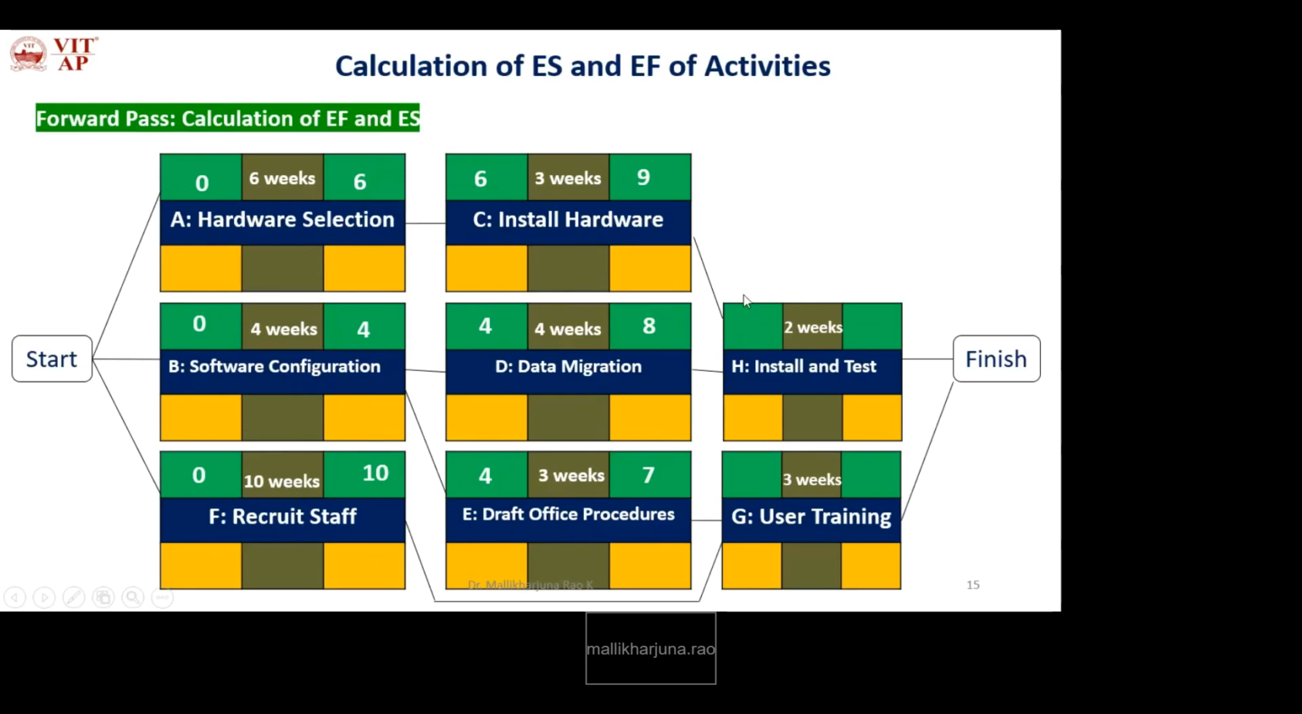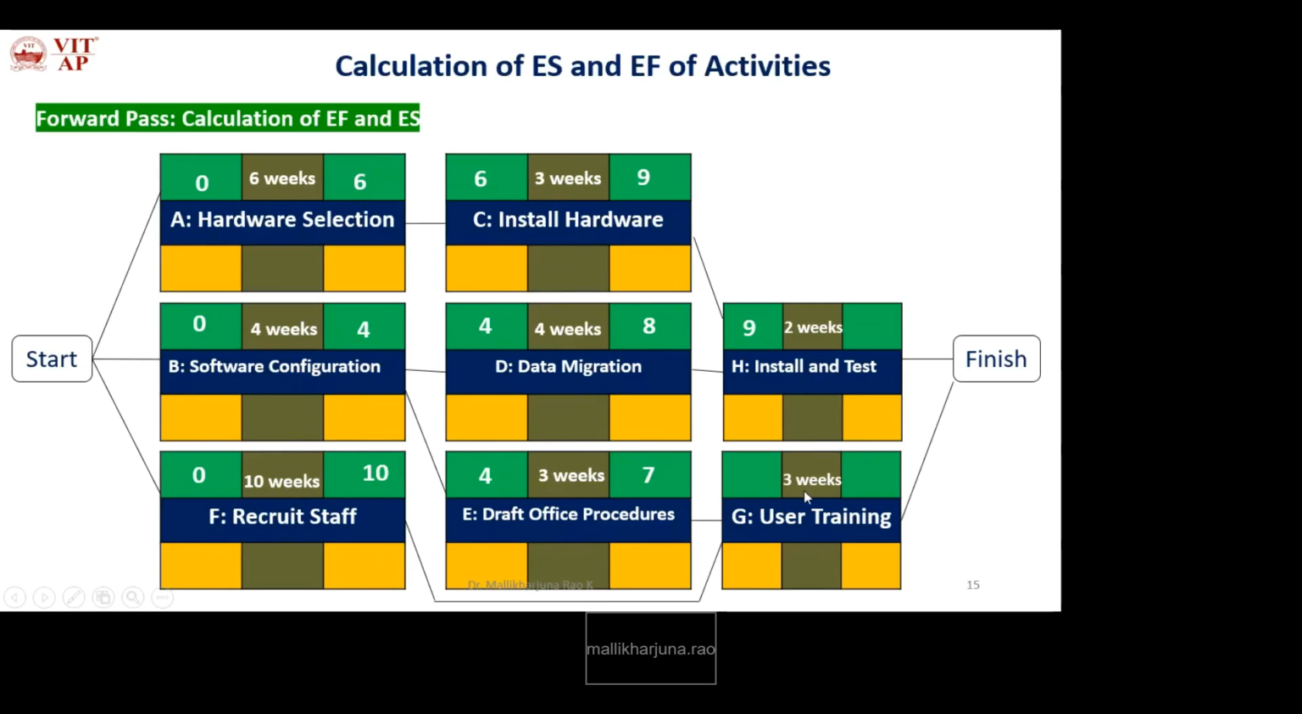So here, if you see, it is having two previous activities. One is C and the other one is D. So how will you take? The latest of the earliest finishes. What is the latest earliest finish? 9. Okay, and G is also having two previous activities. One is E and another one is F.